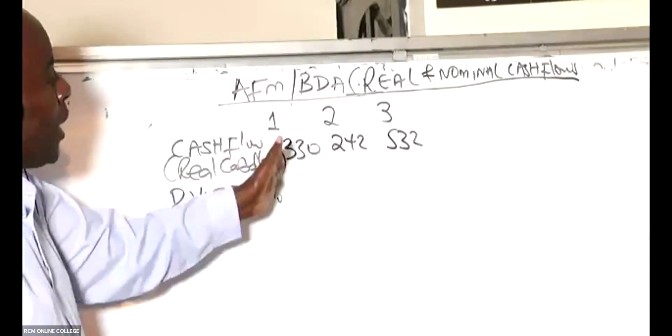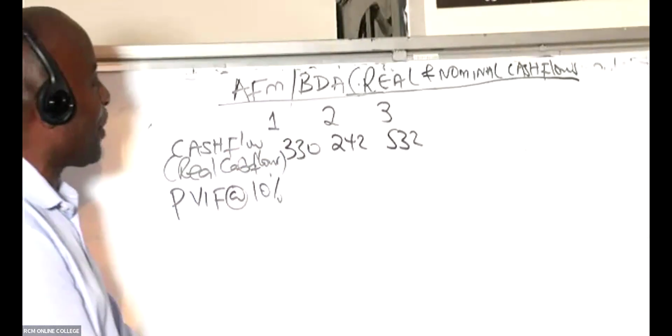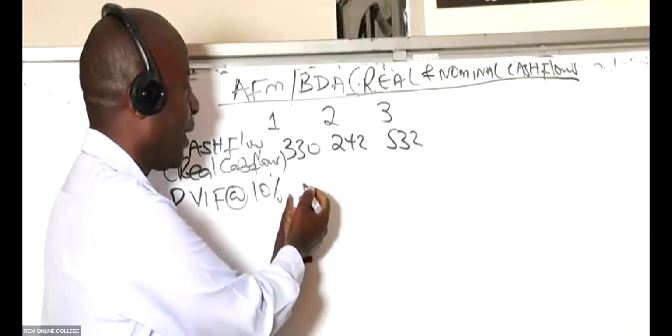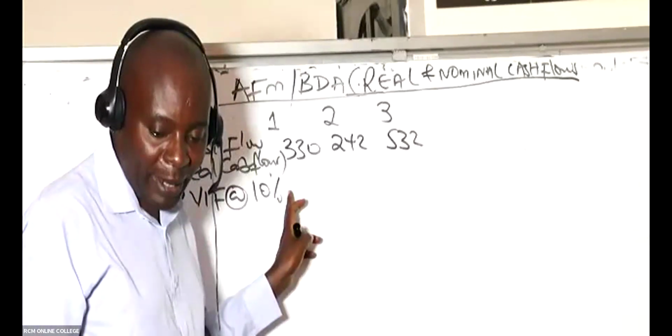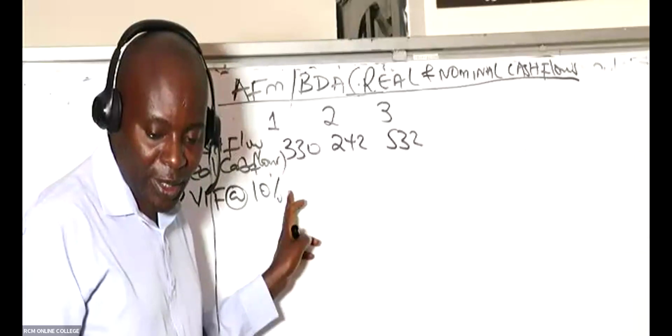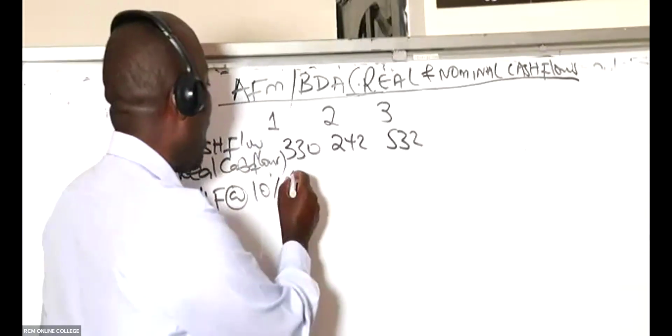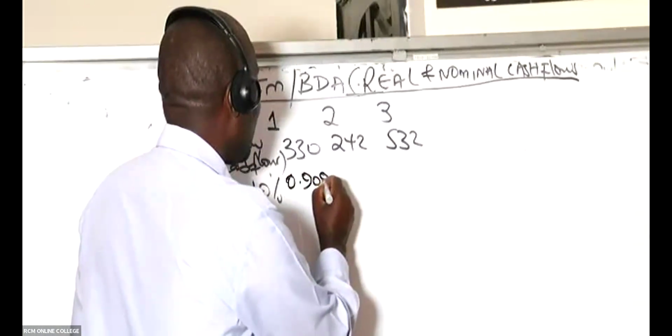As we wait for the BDA ninjas to confirm, could you kindly give me the PV factors for years 1, 2, and 3 at 10%? Now I'm talking to the AFM ninjas. For year 1, 0.1991.